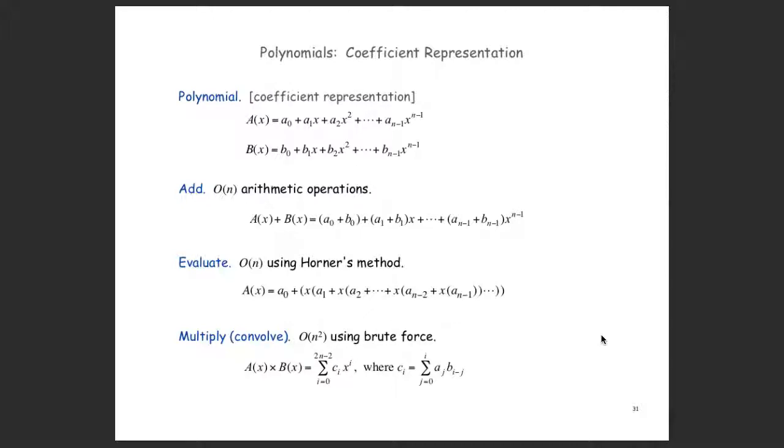Now, we can multiply or convolve two polynomials with an order n squared algorithm, right? We basically need to multiply each coefficient of one by each coefficient of the other and keep adding, right? So it's n squared-ish. Does that idea make sense?